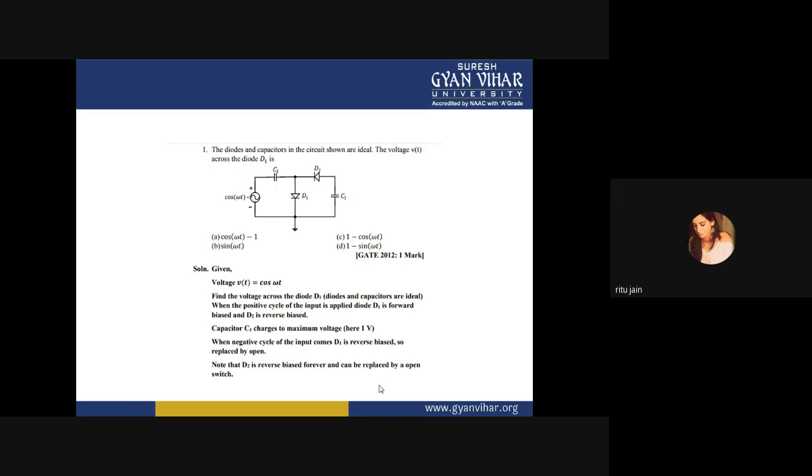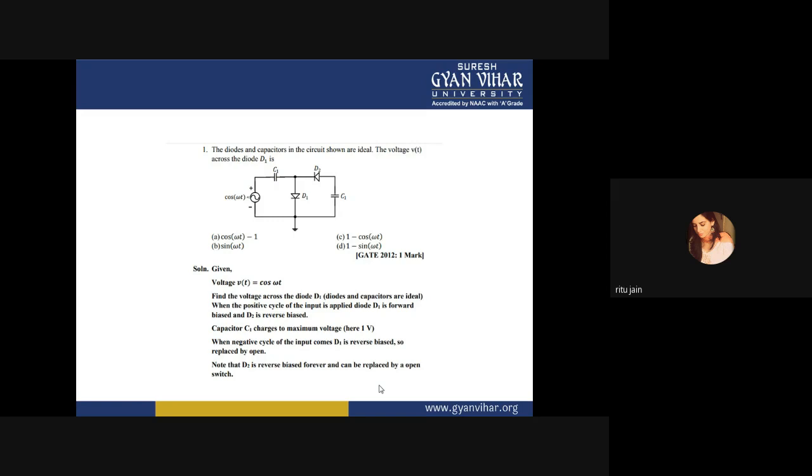So when you apply this voltage, the diode and capacitor are ideal. It is already given. Then when the positive cycle is applied, diode D1 will be in forward biasing, and diode D2 will be in reverse biasing. Okay, so what is happening?